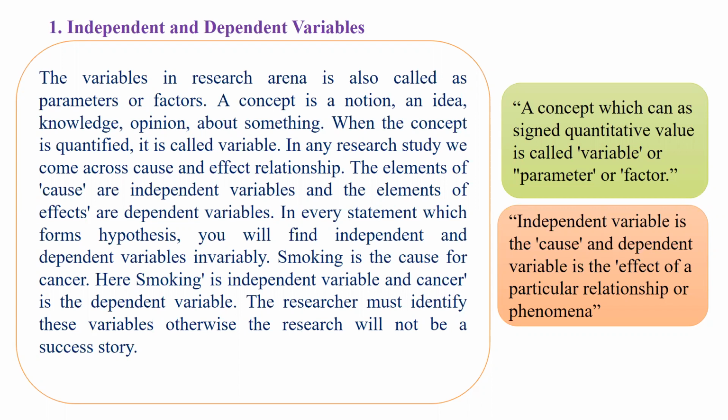Another example: if the price of petrol increases, the demand for two-wheelers decreases. Here the price of petrol is the independent variable and the demand for two-wheelers is the dependent variable. Which is the cause? The price of petrol increases. That is the cause. What is the effect? The demand for two-wheelers is going to decrease or increase. So that is cause and effect. The cause is known as the independent variable, and the effect is known as the dependent variable.